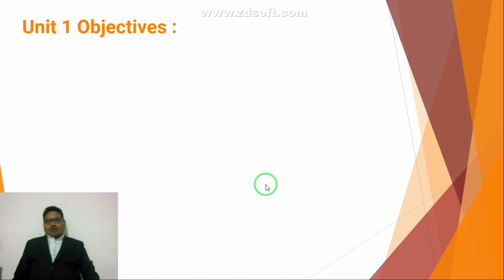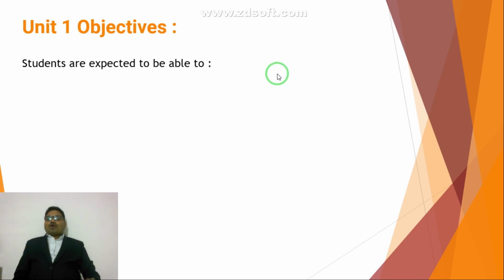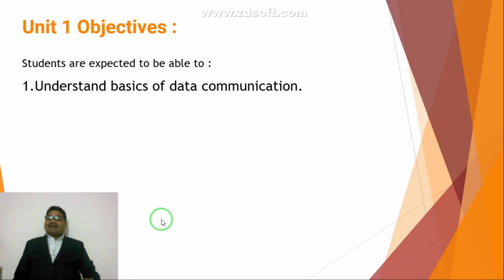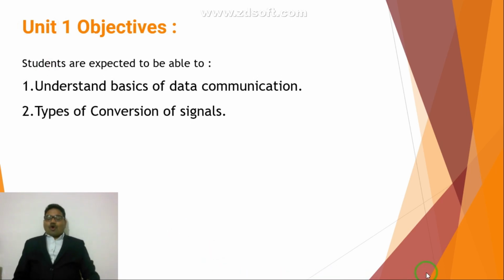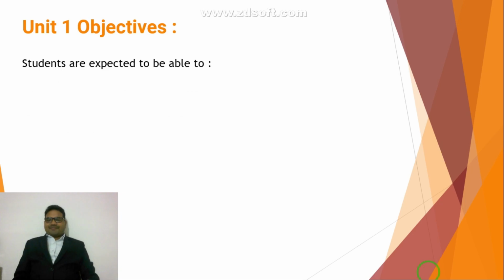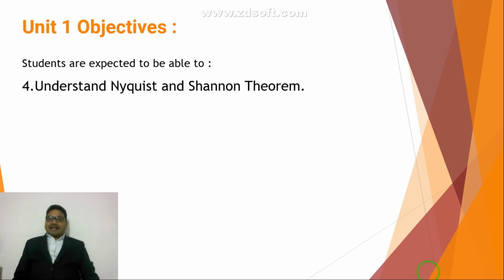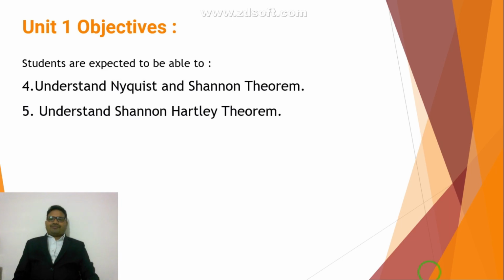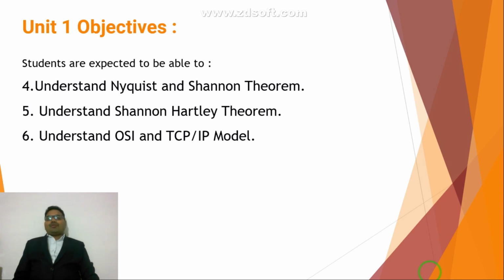Now, what are the objectives of this first unit? The objectives are that students are expected to understand the basics of data communication. Then, what are the types of conversion of signals? Understand what is multiplexing and what the different multiplexing techniques are. Then they should understand the Nyquist theorem and the Shannon-Hartley theorem, and last they should understand the most important models, that is the OSI and TCP/IP model.